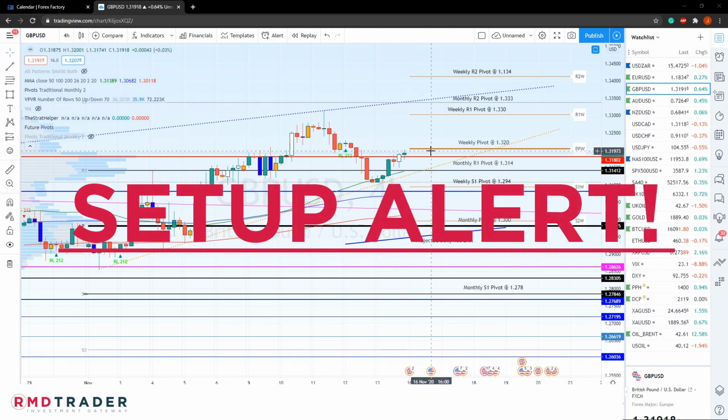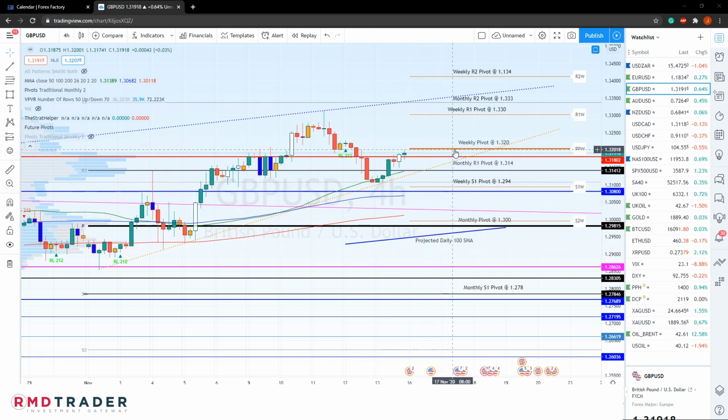So for this week, the important thing would be to get back above the weekly pivot at 1.320. That will perhaps allow another leg up in this, let's call it, ascending triangle. That could give us a target in between 1.330 and 1.333. That is the weekly R1 pivot and monthly R2 pivot. And from there, we could perhaps see another retest of the lower diagonal.